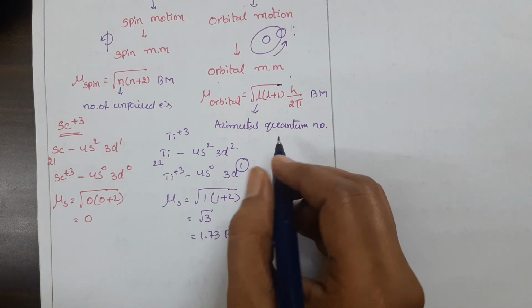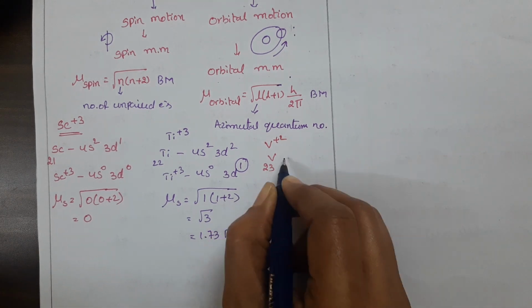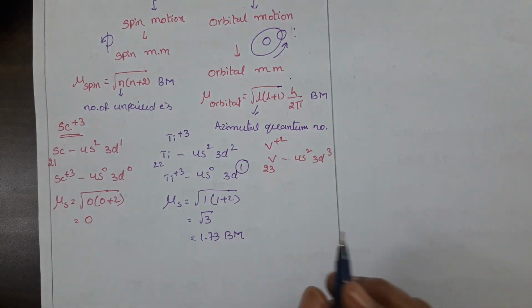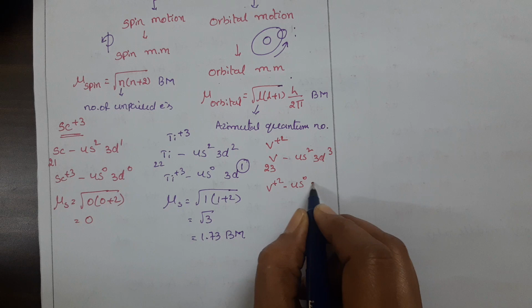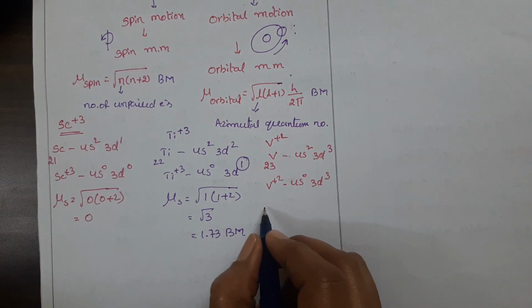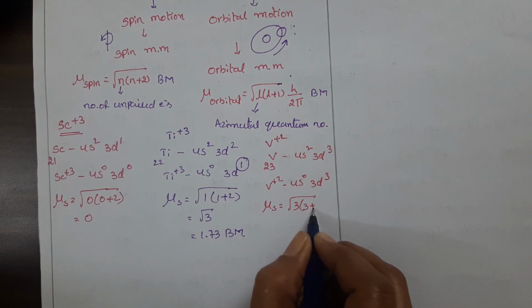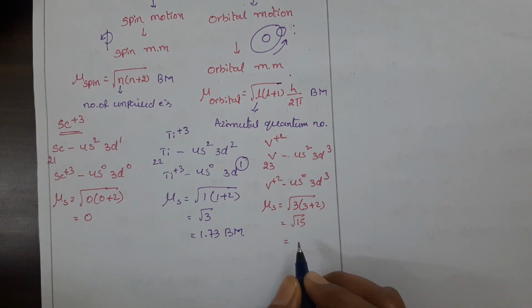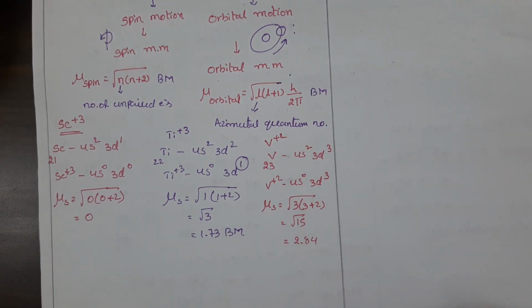And the next ion is vanadium plus 2. Vanadium atomic number is 23 and the electronic configuration is 4s2 3d3. So vanadium plus 2 is nothing but 4s0 3d3. So mu s equals square root of 3 into 3 plus 2. 3 plus 2 is 5, 5 threes are 15, root 15. The value is 2.84.